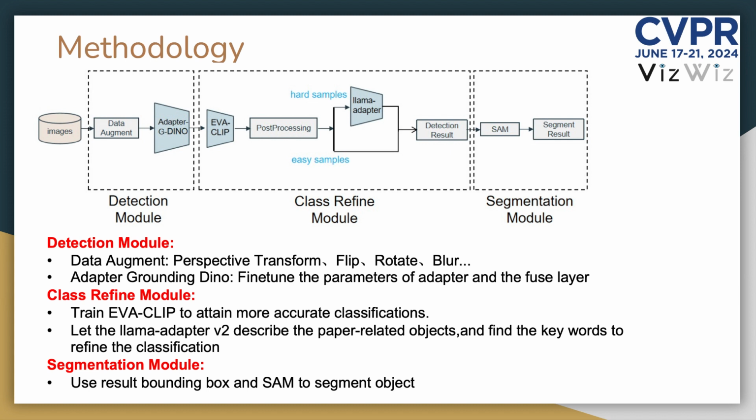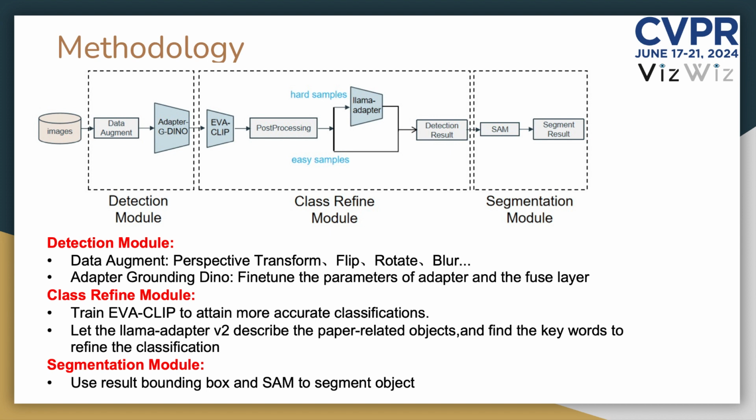Refining object categories. Although the object regions are roughly localized after the object detection module, the specific categories may not be accurate. To address this, we introduce the EVA-CLIP model. For each category, we use only one sample and fine-tune the model after image augmentation. The trained EVA-CLIP model corrects the detection results by refining the bounding boxes. These refined boxes are then input to the fine-tuned EVA-CLIP model for classification.